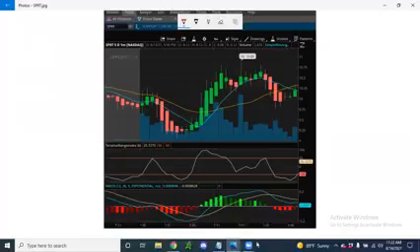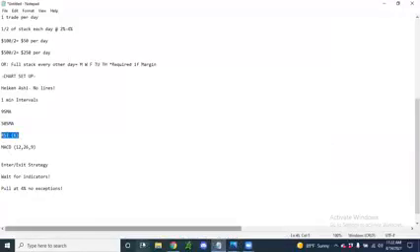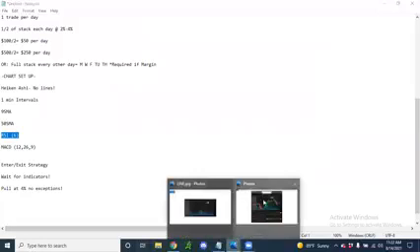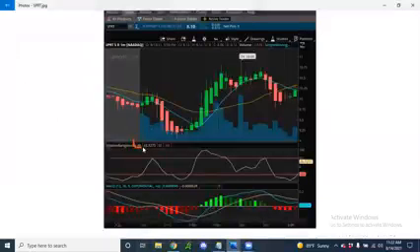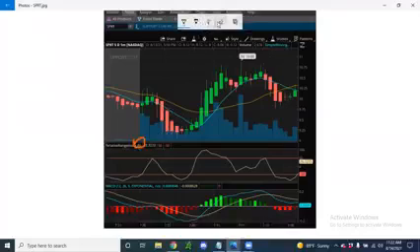Next indicator is the RRI. This is called the Relative Range Index. It is set at a 6 day. Okay, see the 6 right there? That tells us what the setting is.